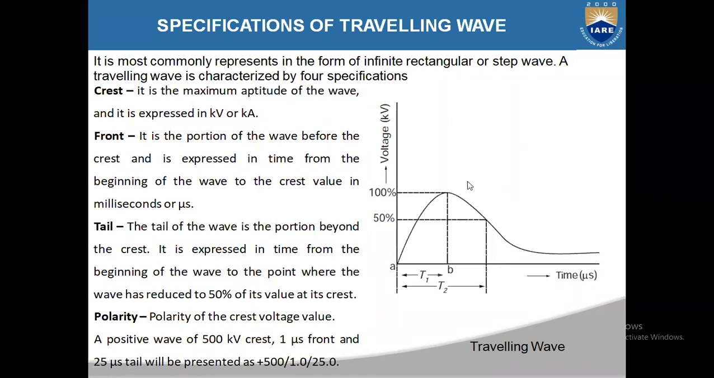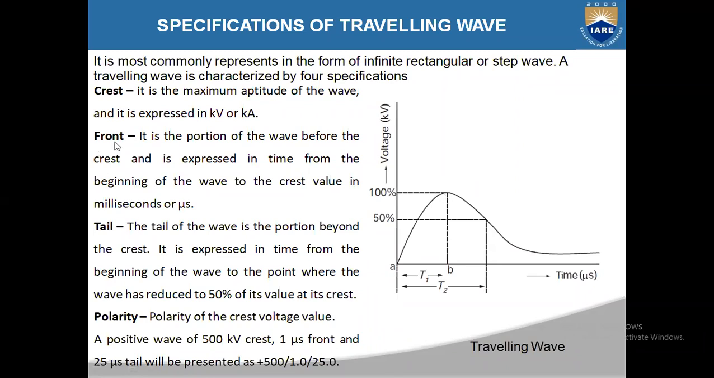If the wave is a voltage wave, units are kilovolts. If the wave is a current wave, then units are kiloamperes. Whether it is a voltage wave or a current wave, it will have one maximum amplitude. Here you have the maximum amplitude, and that maximum amplitude of the wave is called the crest of the traveling wave.